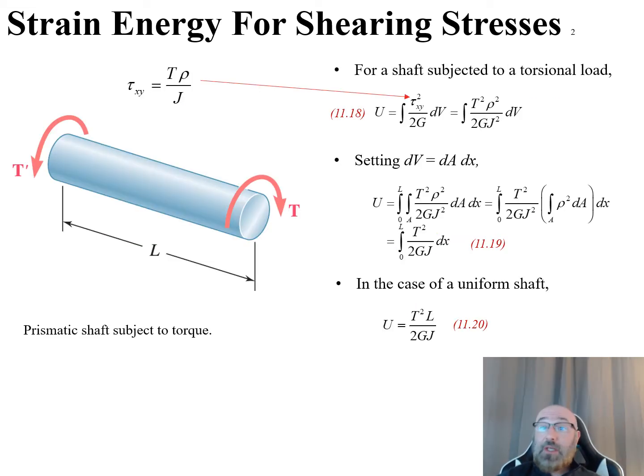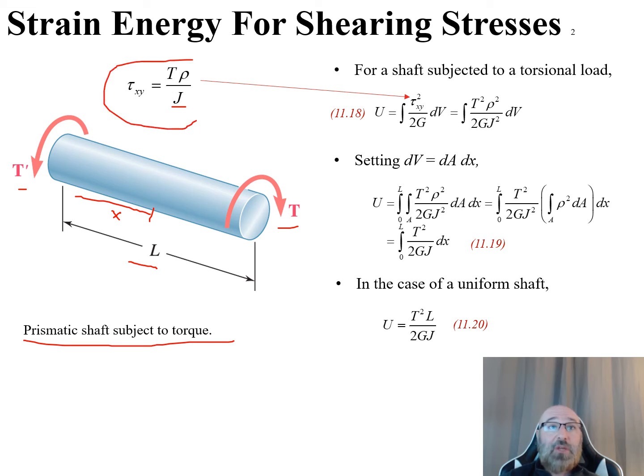Now let's consider the case where we have strain energy in torsion. If we take a look at this shaft in our diagram here, we have a prismatic shaft subject to torque. We can see our T and our T prime, with some length L here. If we call this our shaft AB of circular cross section of length L, subjected to one or several twisting couples, what we can do now is take a look at our polar moment of inertia, our value for J, for the cross section located at whatever distance we are along our shaft, at some point we'll call x there. With this, we have the relationship that our tau xy, or our shear stress, is equal to our torque times rho all over our polar moment of inertia J.